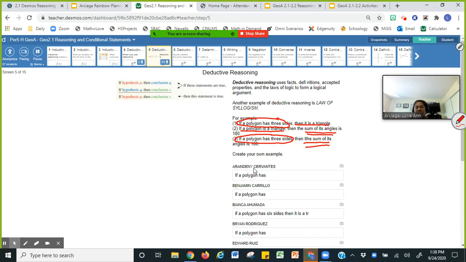Okay, did that make it more confusing? Okay. So it is a triangle repeated over here. The sum of its angles right there. And then the polygon has three sides repeated in number 3. So all those three statements were combined in number 3, right?